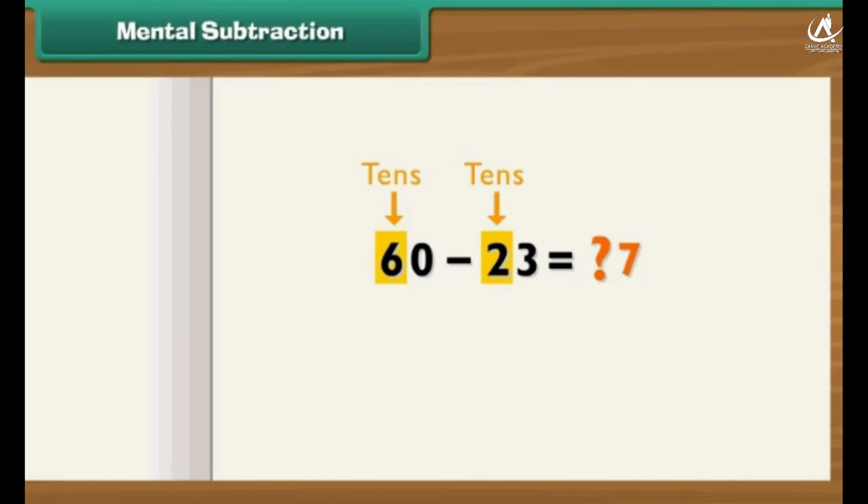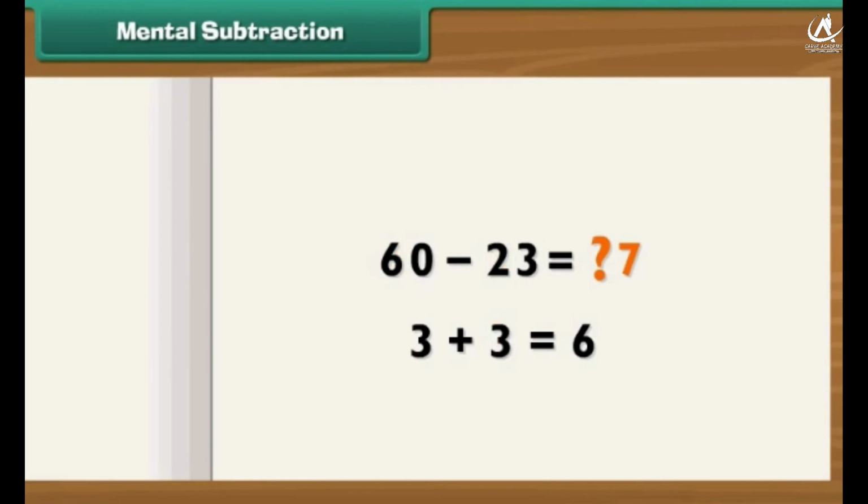1 is to be added as carryover. What should be added to 3 to get the sum 6? The answer is 3. The tens place of the number is 3. The subtraction 60 minus 23 has the answer 37.